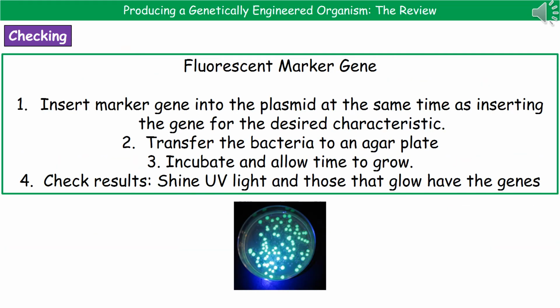The second example of a marker gene is the fluorescent marker gene. So when we're using a fluorescent marker gene, we still insert that marker at the same time as inserting the gene for our desired characteristic. We grow the bacteria on a standard agar plate, we incubate it, allow time for it to grow, and this time we shine a UV light onto it, and any of the colonies that then glow, as you can see in the picture at the bottom there, have the fluorescent marker gene, which means they've also got the desired characteristic gene. So we can select those glowing colonies, grow them in large quantities, and that means we've got the right desired characteristic gene within all of the bacteria that follow.